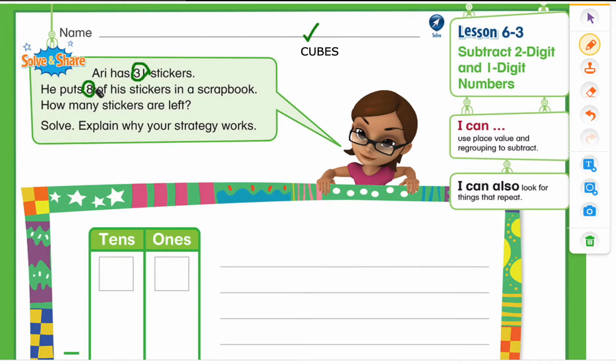Now we're going to underline the question. So that means when we underline the question, we're going to find what the problem is asking us to do. How many stickers are left? So that means that's what we need to find out.